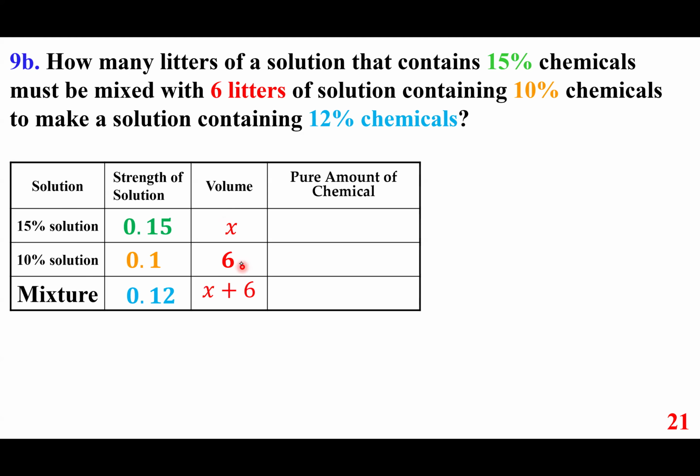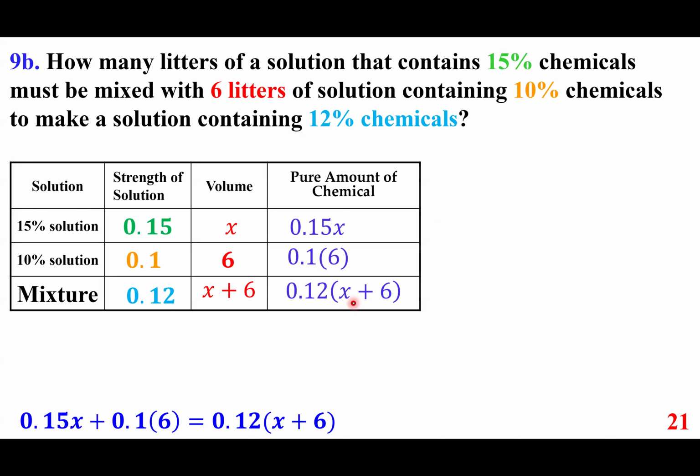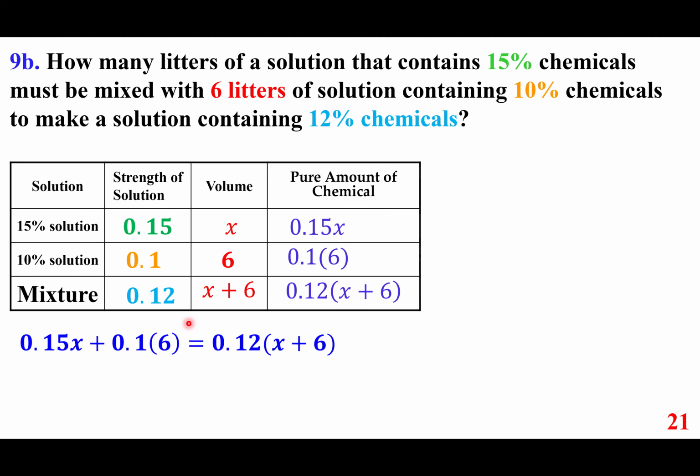So the product of these two is the pure amount of chemical, whatever chemical it might be. The product of these two is 0.15x. The product of these two is 0.1 times 6, or 0.6. And the product of these two is 0.12 times (x plus 6). And this is the equation. Add this one and this one to get this one: 0.15x plus 0.1 times 6 equals 0.12 times (x plus 6). That should be the equation.